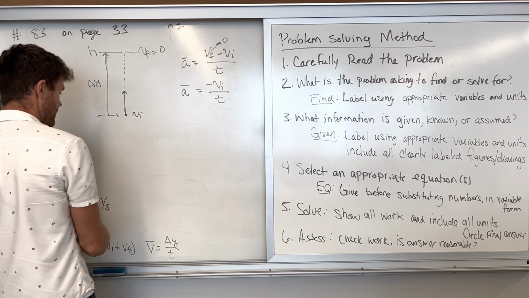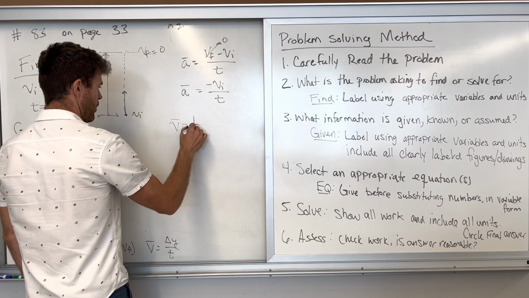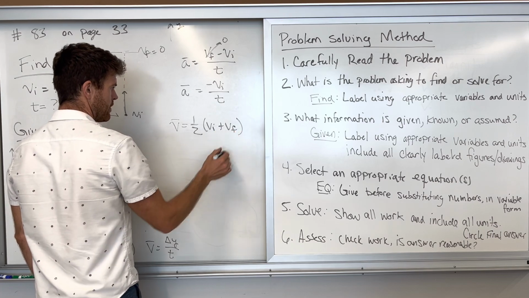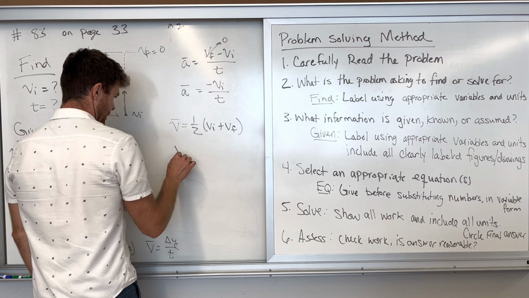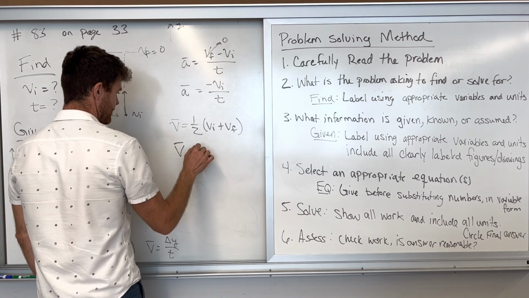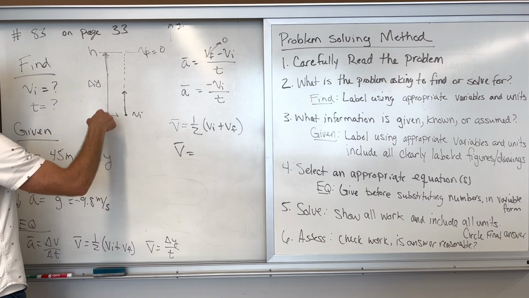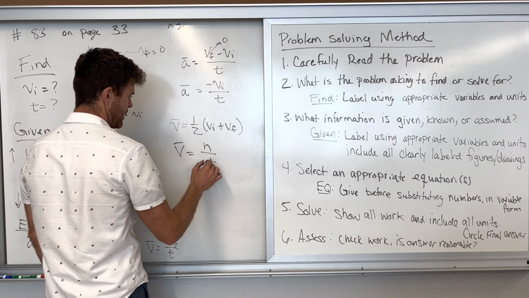Let's look at the average velocity here. Average velocity is equal to 1/2 of v initial plus v final. And average velocity is equal to delta y, that's our displacement, which is h, over t.